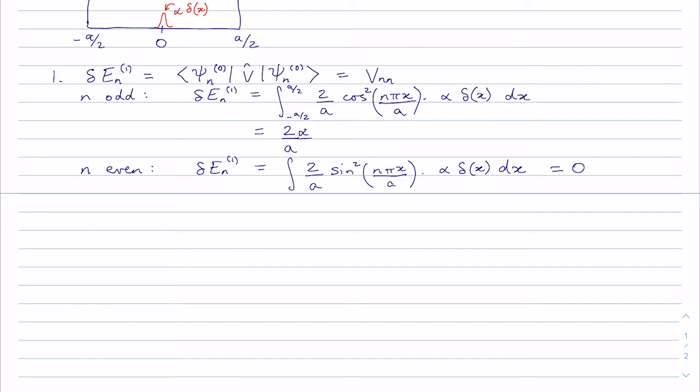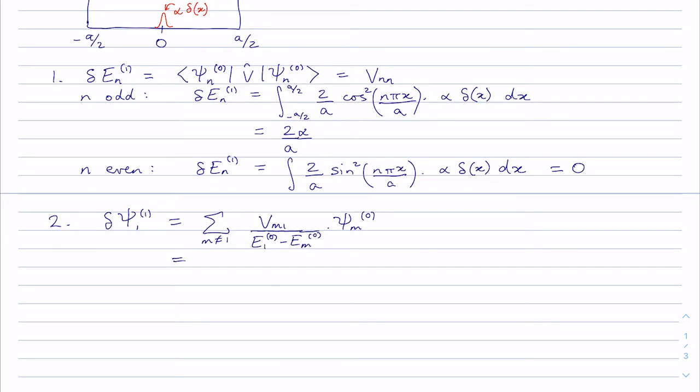Okay, what about the change in the wave function for the ground state? So we're only interested here in Δψ_1, n equals 1, and we're only interested in the first order shift. So we write out our formula, sum m not equal to n, not equal to 1, of V_m1 over E_1^0 minus E_m^0 times ψ_m^0.